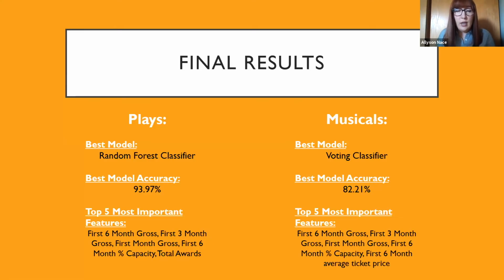In my final results, you can see that plays are much easier for the models to predict how long they'll run, and musicals not so much, but still a B, still a passing grade. And you can see that the features that contributed most to the classification are pretty similar for both: first 6-month gross, first 3-month gross, first 6-month capacity, and then total awards was also a big one too. So if a show wins a lot of Tony Awards, it's more likely to run for a longer period of time. I want to jump over now to my Tableau.